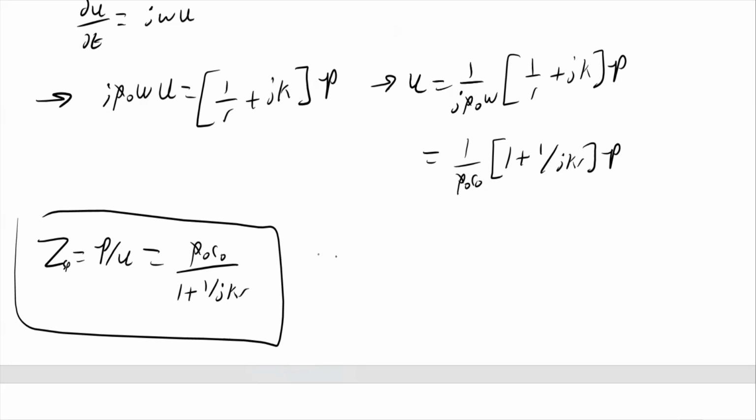Now, this was for an outgoing wave, but what about a converging wave? Well, it turns out that the spherical impedance for a converging spherical wave is very similar, but given by that expression there.